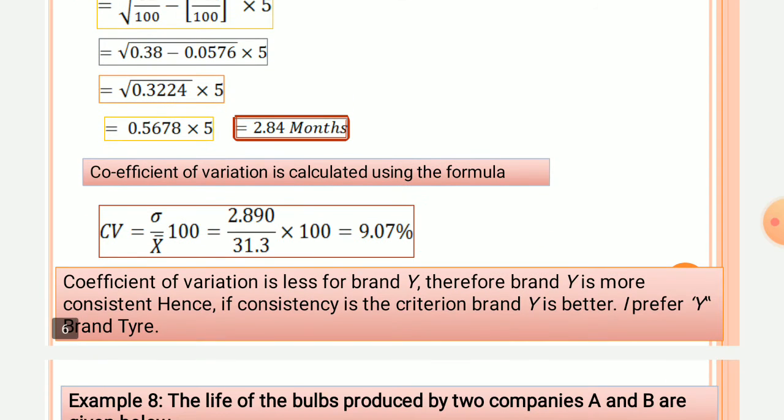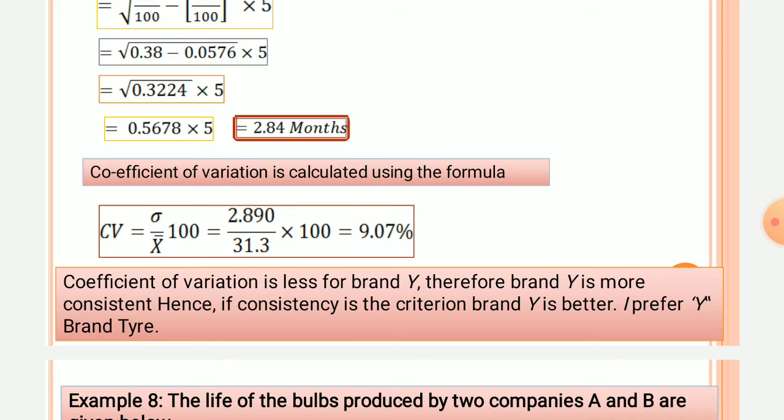Now calculate CV. CV is equal to sigma by mean into 100, 2.84 by 31.3 into 100, which is equal to 9.07%.